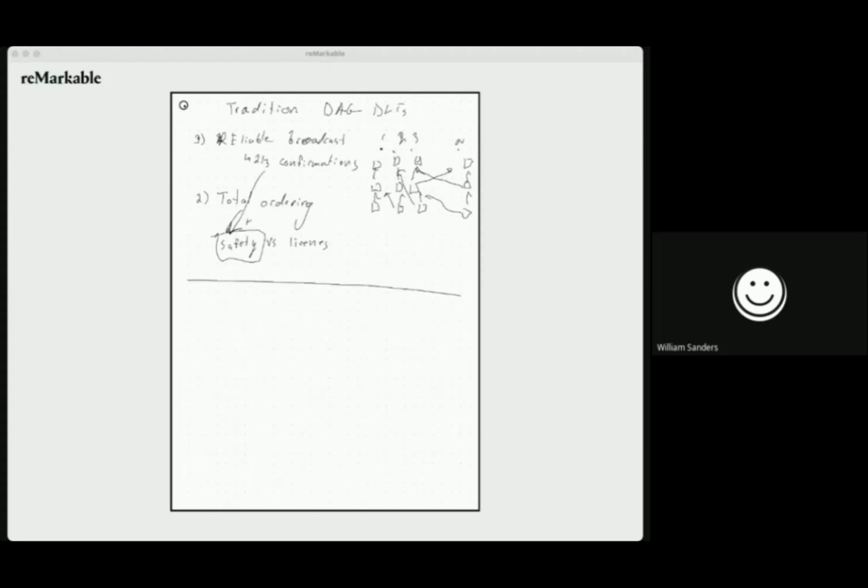So what does IOTA 2.0 try to do? Its design principle is twofold. First is the property of being dynamically available. Dynamically available basically chooses liveness over safety. This is arbitrary crash fault tolerant.